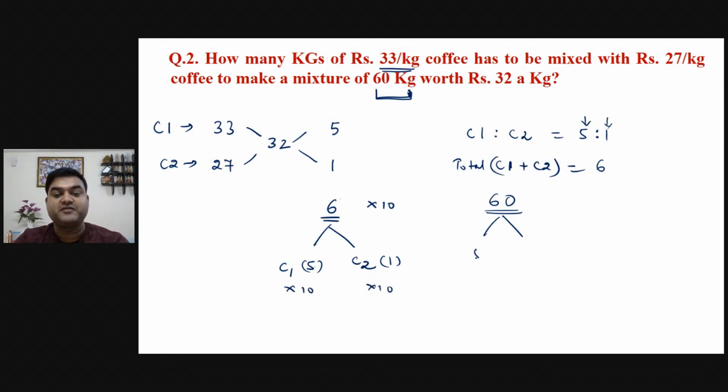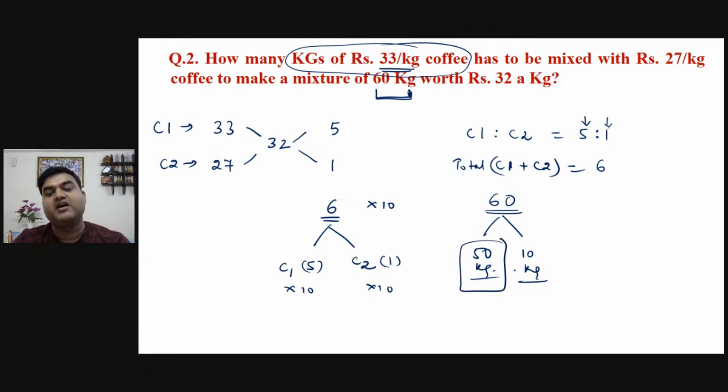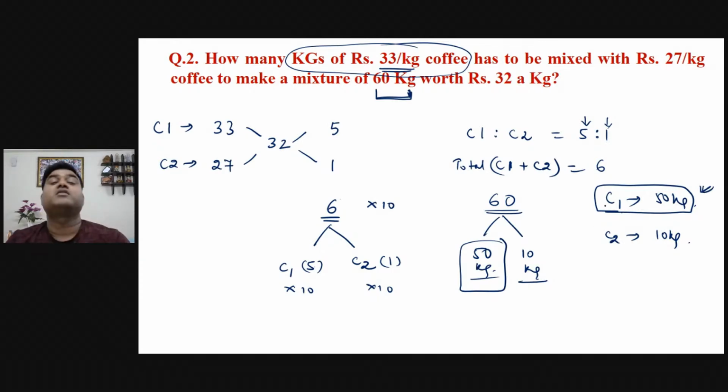5 into 10 is 50 kg, and coffee 2 will be 1 into 10, that is 10 kg. So 50 kg and 10 kg is the answer. What have they asked in the question? How many kg of 33 rupees coffee? So the answer is 50 kg. So we have got C1 and C2, 50 kg and 10 kg. But in the question, they have only asked the quantity of C1, coffee 1. So 50 kg is the answer. In another question, they would have asked for C2, and then we would have told 10 kg. Got it?